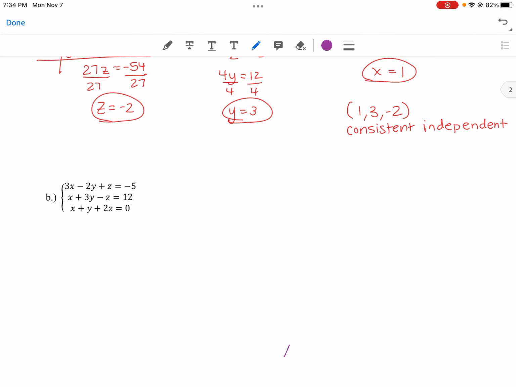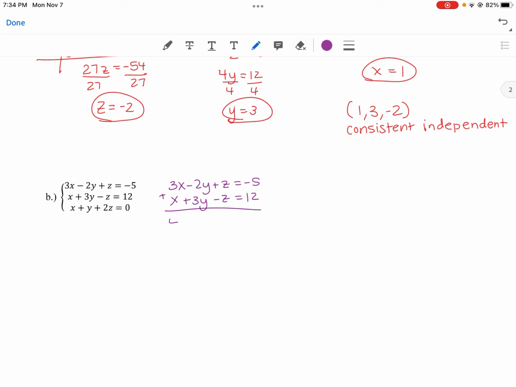So notice how when you add that first and second row, they already cancel out. So I'm going to add 3x minus 2y plus z equals negative 5, and I'm going to add x plus 3y minus z equals 12. So I get 4x plus y equals 7.